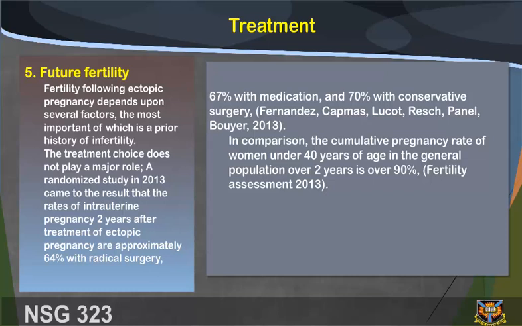Fernandez, Kampas, Lukot, Resch, Panel, Boyer, 2013. In comparison, the cumulative pregnancy rate of women under 40 years of age in the general population over 2 years is over 90%. Fertility Assessment, 2013.